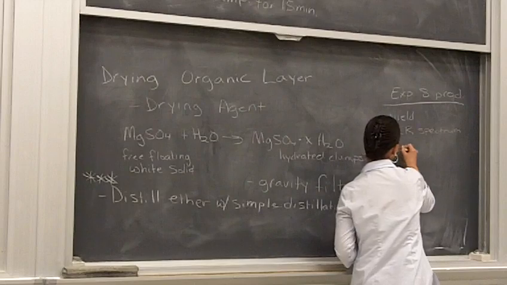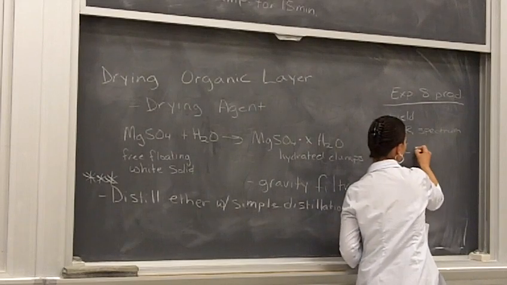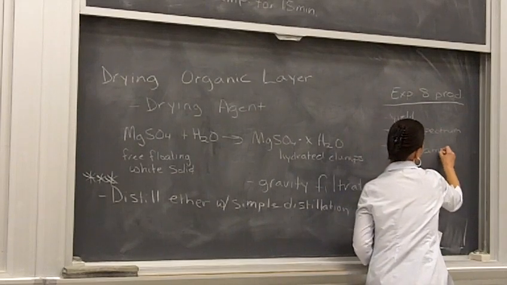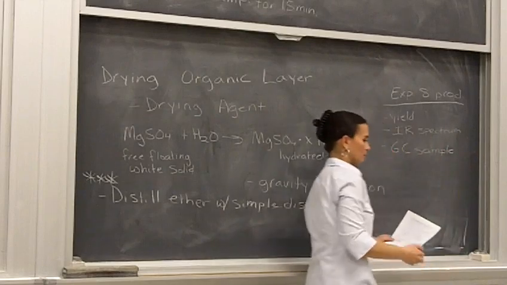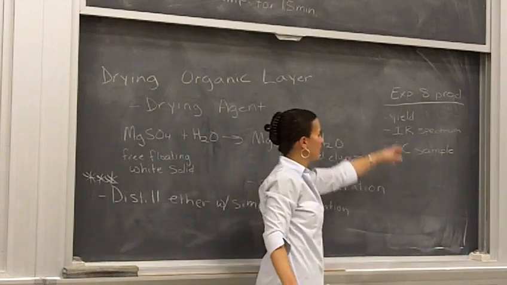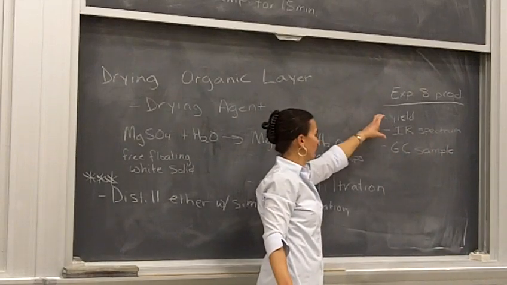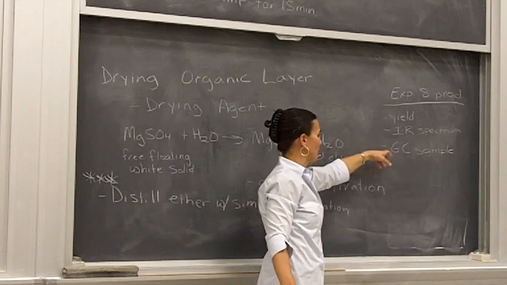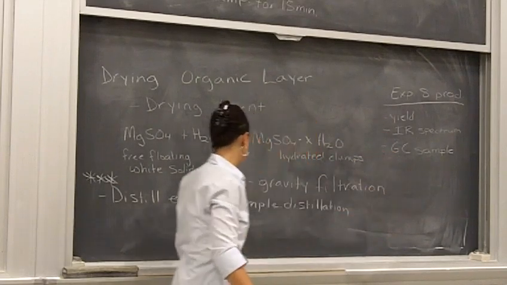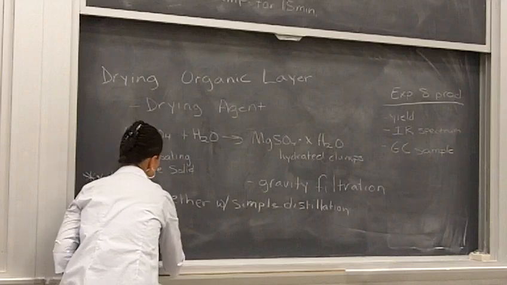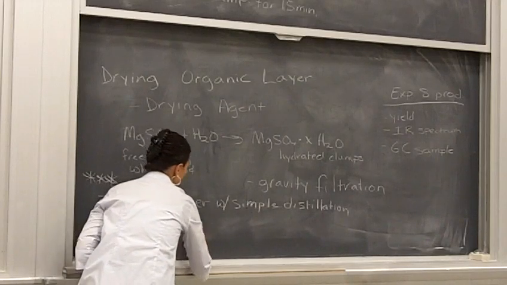The other thing that you will then collect and make next week is your GC sample, okay? And so all of these, you will collect the yield, collect the IR spectrum, and make the GC sample after you've done the second distillation for purification.